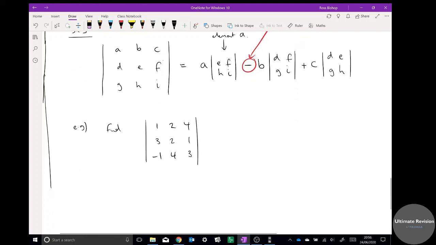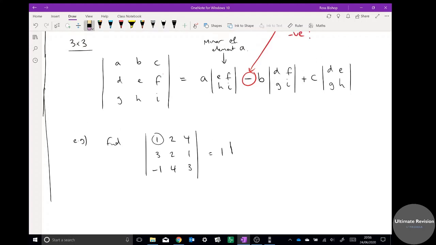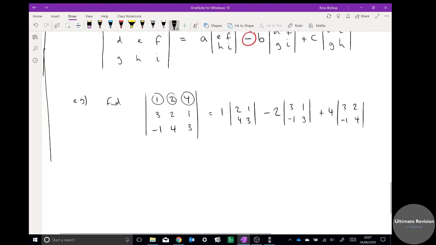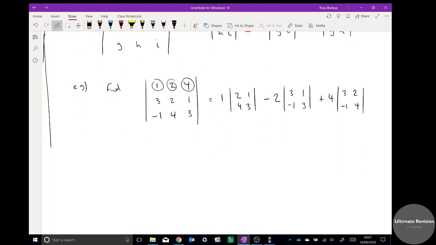Okay? So I simply just follow the process. I start with the top left term, 1, and I multiply it by its minor determinant matrix, which is going to be 2, 1, 4, 3. I then don't forget the negative. I'm now on to the second element, 2, and the minor matrix of that is 3, 1, minus 1, 3. And then the third element is 4 there, and I times that by the minor matrix, 3, 2, minus 1, 4.